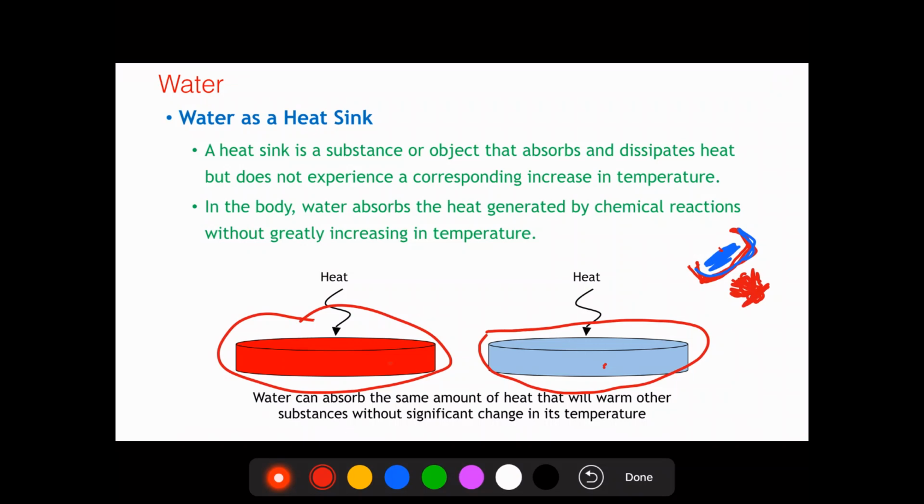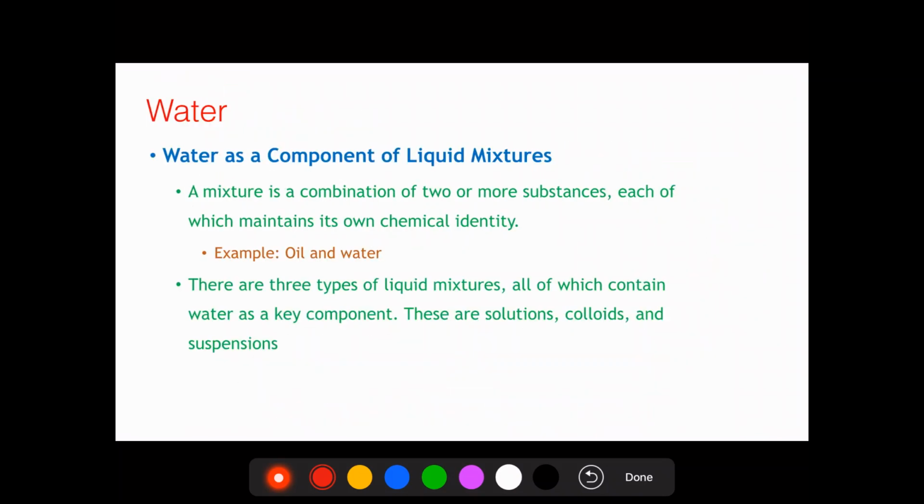So this is because water can absorb heat very slowly, and it can also release heat very slowly. I will put another video that shows a very nice experiment that would prove this point. But in general, think of your cup of tea and the stainless steel pot. So this is what it means, water as a heat sink.